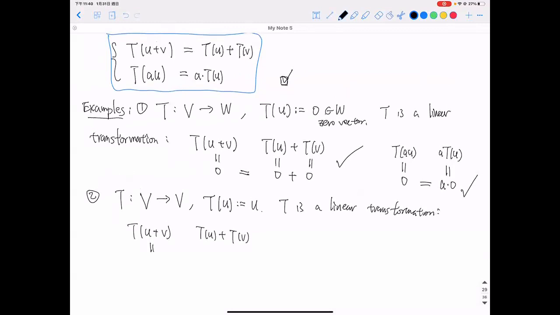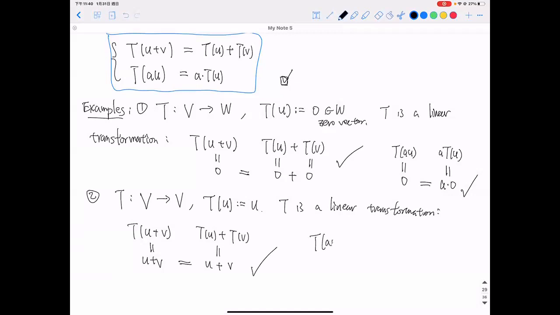Now T of U plus V is U plus V because T sends any vector to itself. T of U is U, T of V is V. So T of U plus T of V is U plus V. So that's equal to U plus V, no problem.